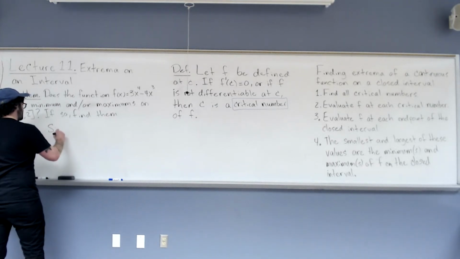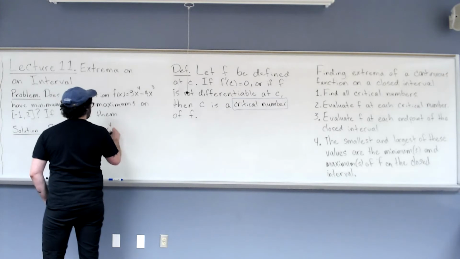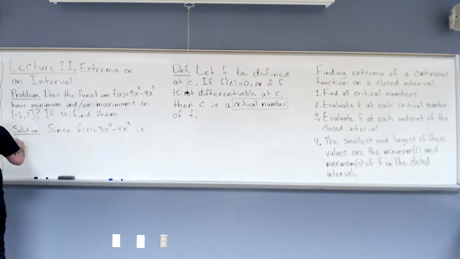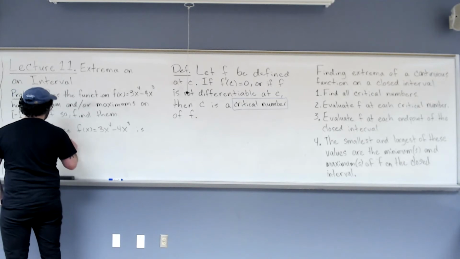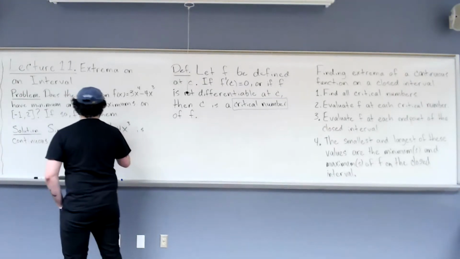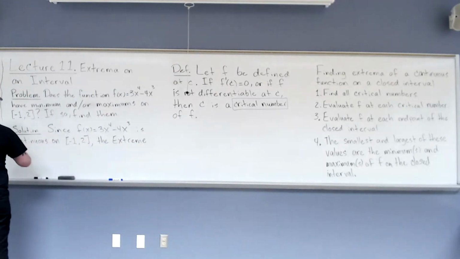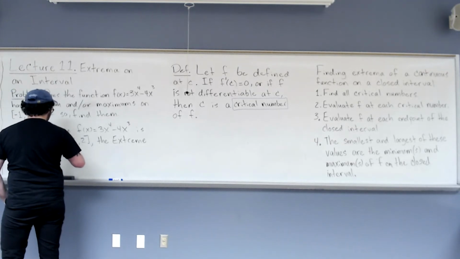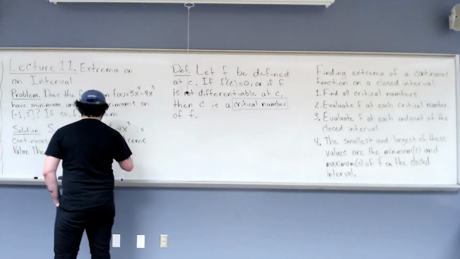So we can say, since f of x equals 3x to the power 4 minus 4x cubed is continuous on this closed interval -1 to 2, the extreme value theorem implies yes to the first question.